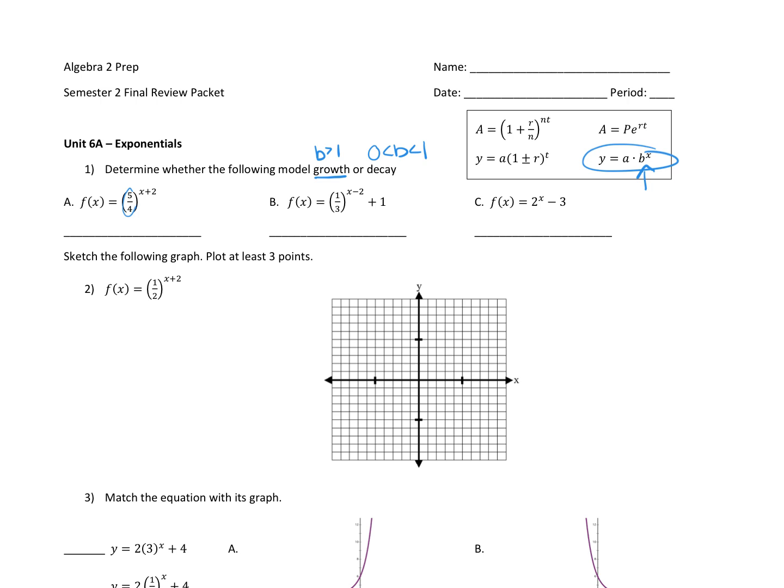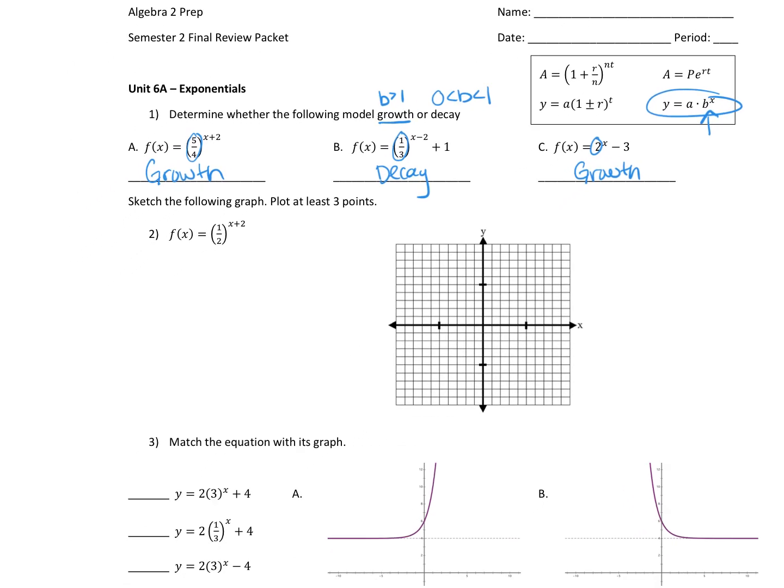So 5/4, although it's a fraction, is growth because it's greater than 1. 1/3 would be decay, and 2 would be growth. Now, if we're going to graph this, I'm going to plot the parent function, which is 1/2 to the x. Negative 1, 0, 1 are the main points that I need.